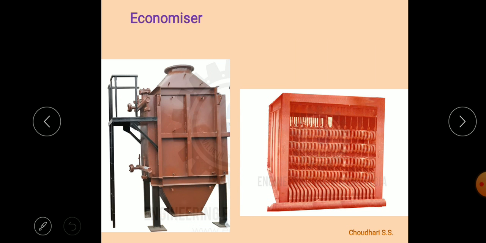Next, we can also see here these are the tubes. Here a number of tubes are used instead of a single one, and here we can see the scraper rods. This is the actual construction diagram and actual photograph of the economizer.